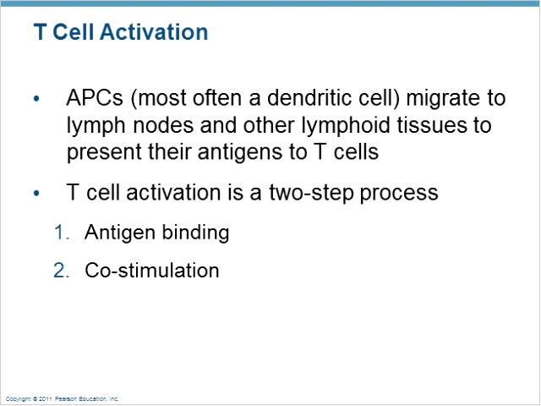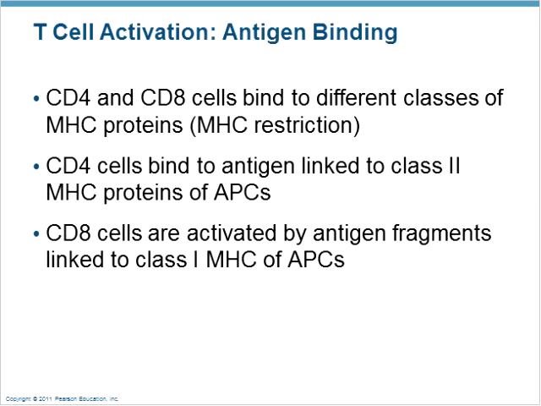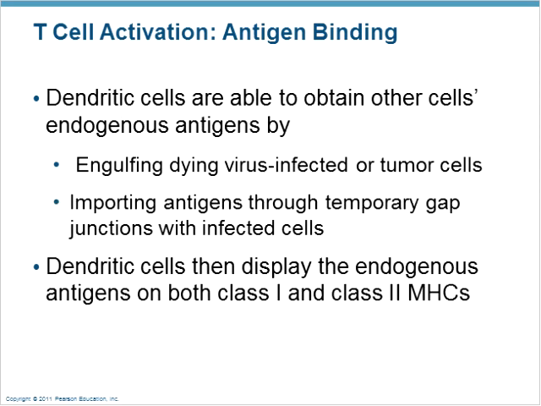T cell activation: APCs, most often the dendritic cell, migrate to lymph nodes and other lymphoid tissues to present their antigens to the T cells. The T cell activation is a two-step process: antigen binding and co-stimulation. Antigen binding is where CD4 and CD8 cells, that is the T helper cells and the cytotoxic cells, bind to different classes of MHC proteins, called MHC restriction. The CD4 cell binds to antigen linked to class II MHC proteins of the APCs, and CD8 cells are activated by antigen fragments linked to class I MHC of APCs. So they do a little bit different activation.